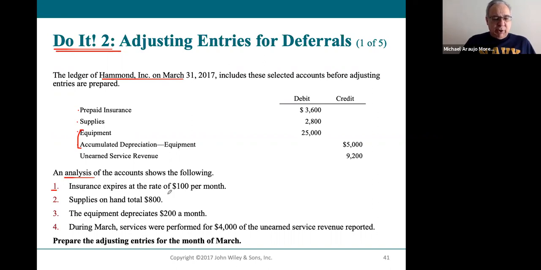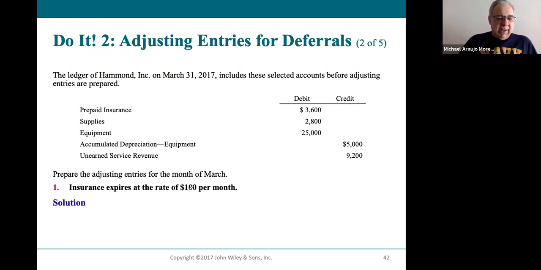Looks like they used up insurance. They have $100 of insurance that they used for the month of March. At the end of March, they only had $800 of supplies. Equipment depreciated at $200 for the month of March. And at the end of March, they actually earned $4,000 of the unearned revenue. And we're going to be preparing the entries.